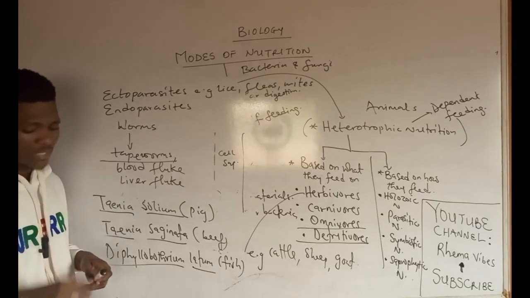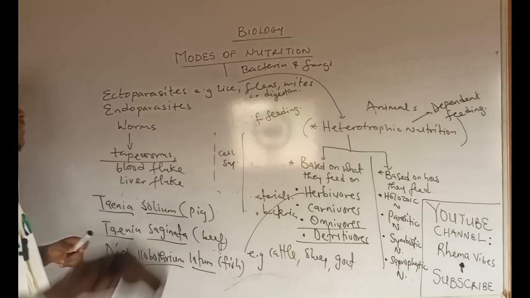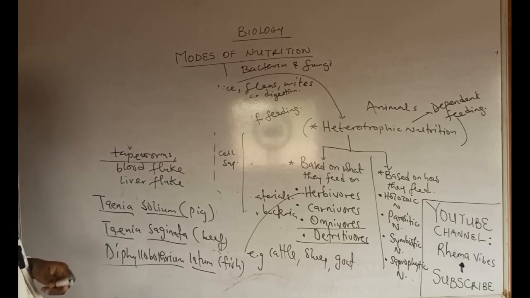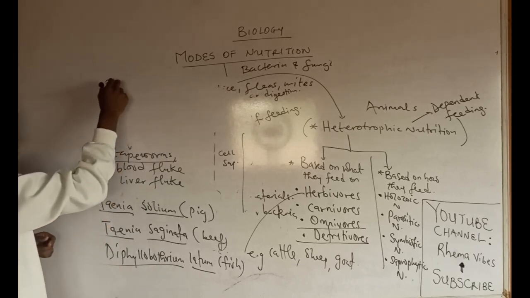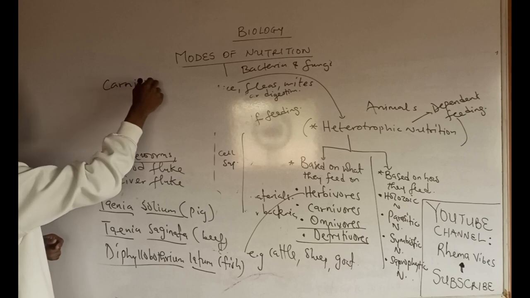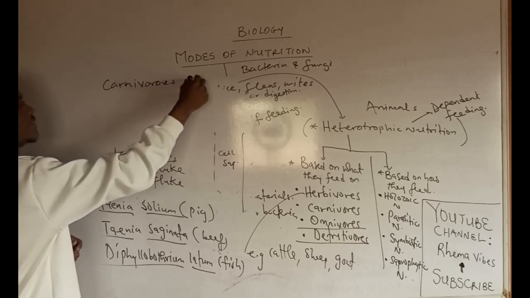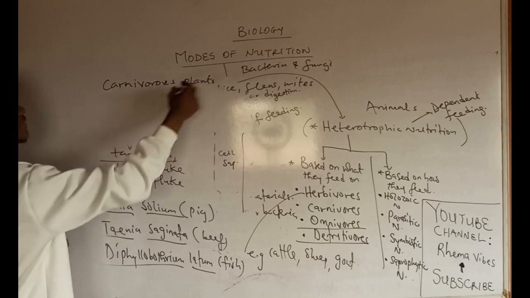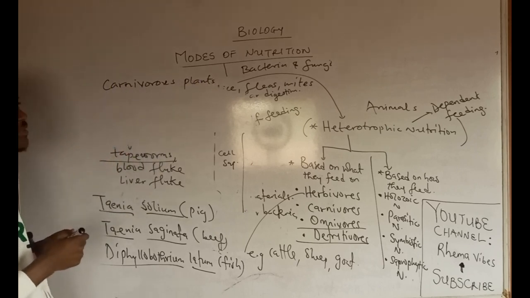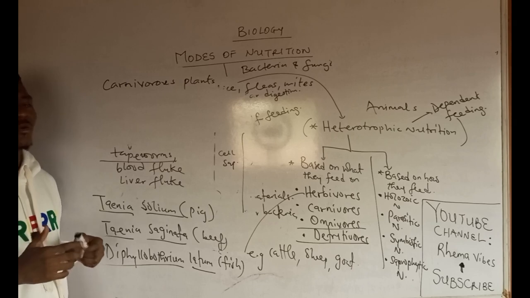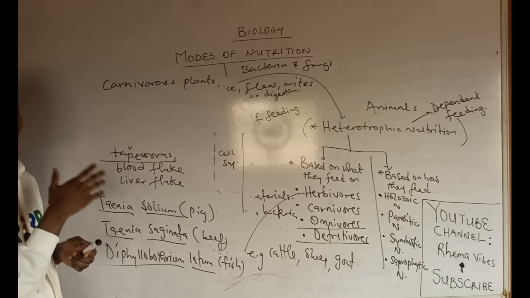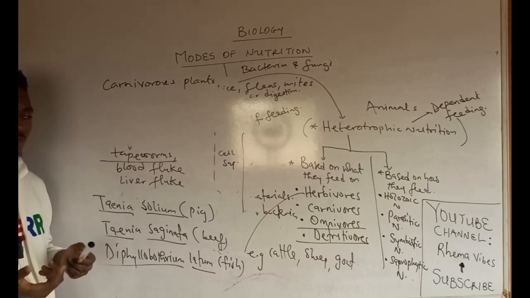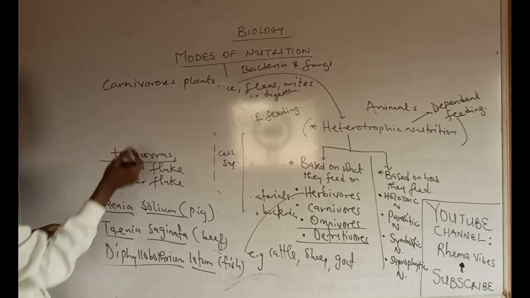Then, mind you, I said something just now concerning parasitic plants. We also have a group of plants that are considered carnivorous plants. Never should you mistake carnivorous plants for parasitic plants. Carnivorous plants are simply plants that feed on insects, though not on all animals, because plants cannot feed on us, so it's only insects.